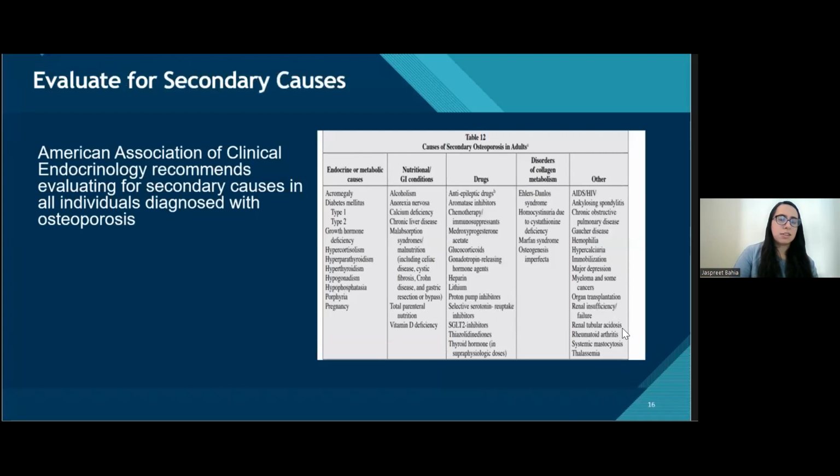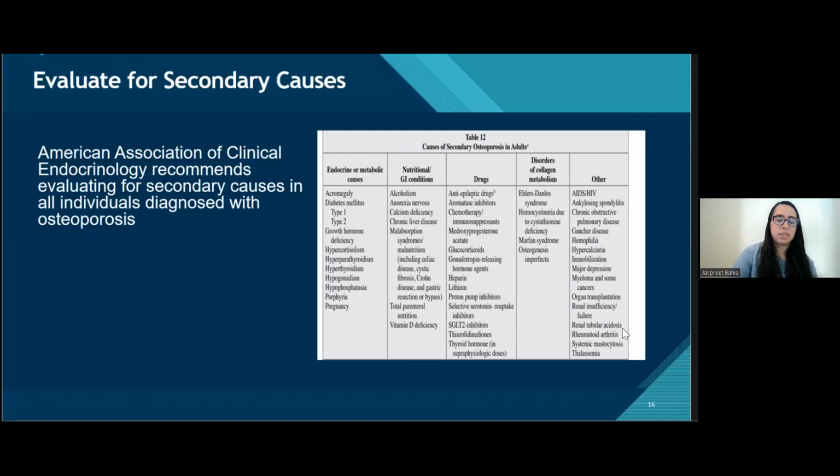The American Association of Clinical Endocrinology recommends evaluating for secondary causes in all individuals diagnosed with osteoporosis. Ordering a CBC, CMP, and serum vitamin D is a reasonable place to start, and further workup would really depend on findings in history, physical exam, and initial labs. As you can see on this table, there are a ton of secondary causes of osteoporosis in adults. The point isn't to memorize this table, but just to be aware that there are a lot of things that can cause secondary osteoporosis.